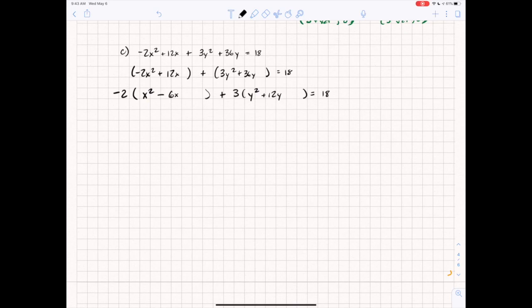Like so. Now here I want to complete the square. So dividing this term by 2 and squaring it, like we've seen already, this is going to be plus 9. But because my factor out front is a -2, I'm really dealing with -18. That's what I'm going to put on the other side. Then for the y's, dividing 12 by 2 is 6 and squaring is 36. I'm really going to be adding 3 times that, which is 108.